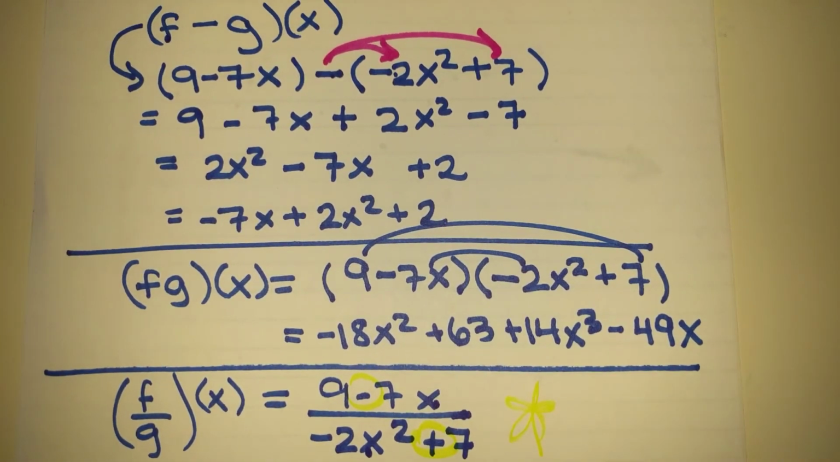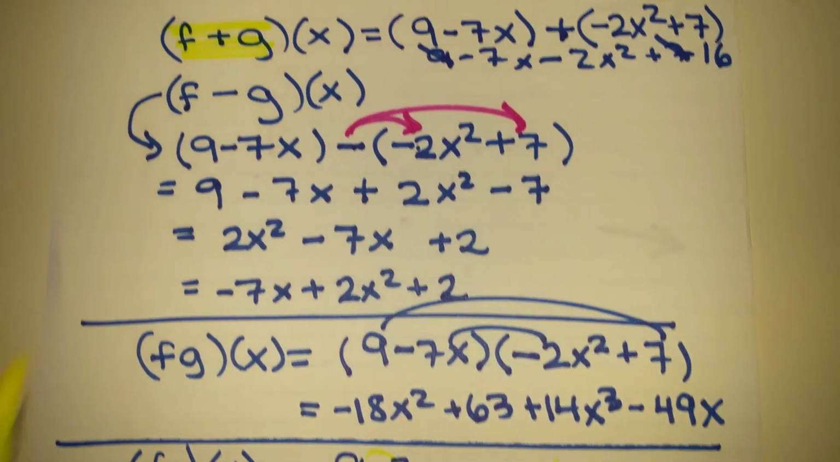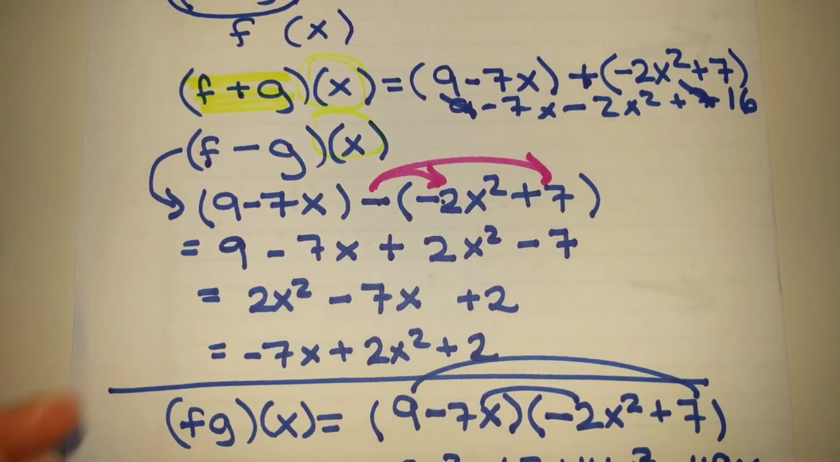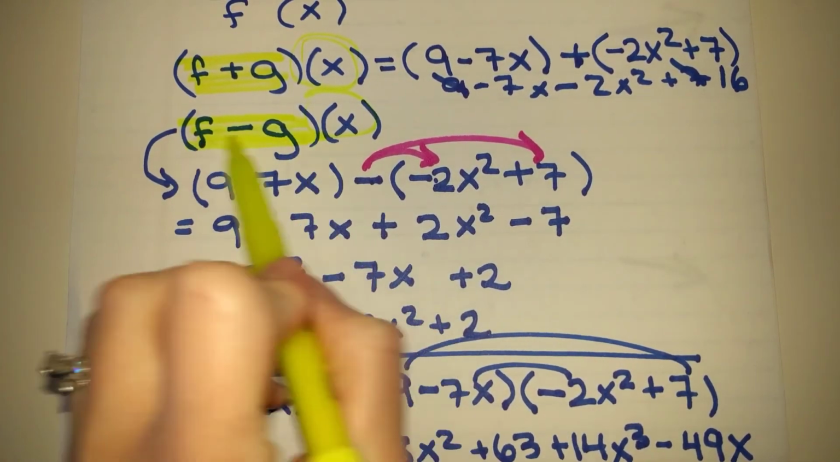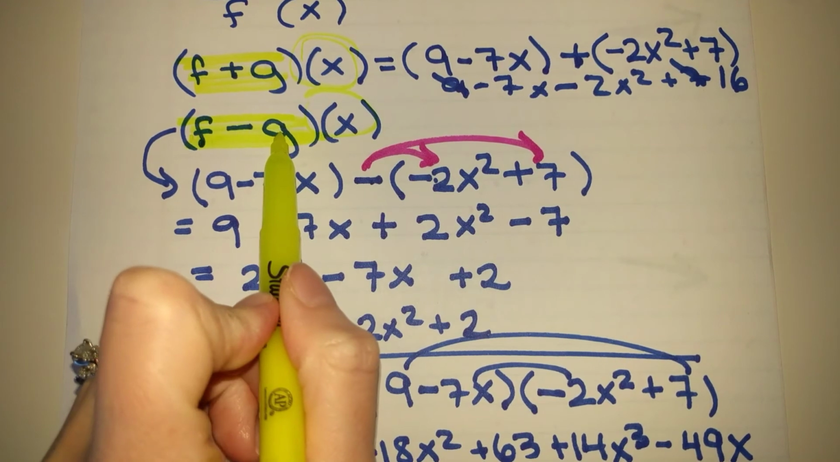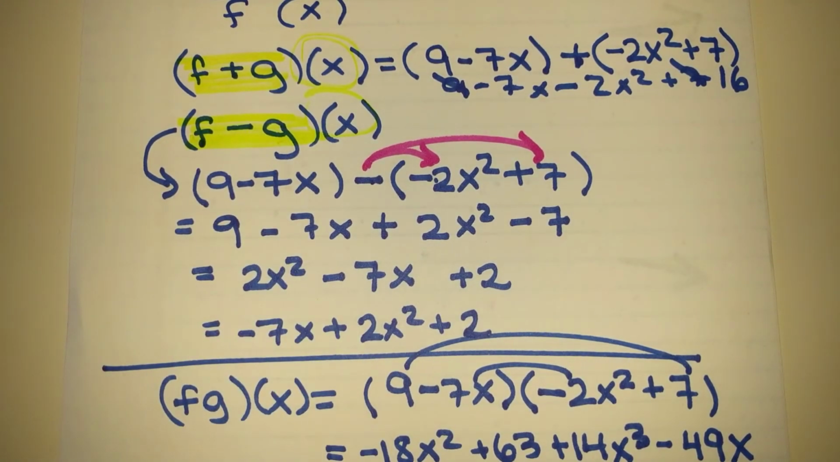Okay, so the takeaway from all of this: when you start to see all these extra parentheses x, all you do is look inside of that parenthesis. That tells you the operation, and then put parentheses around the whole f function, the whole g function, and then simplify from there.